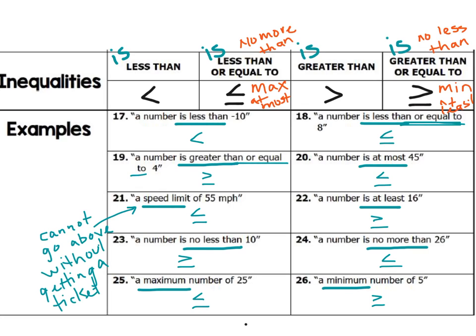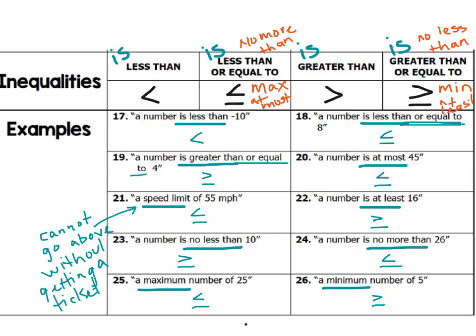20 is "at most." A number is "at least" 16. If it's at least 16, it means it can be 17, it can be 18, it can be 19, but it can't be less than, so that's why we use that greater than or equal to symbol.